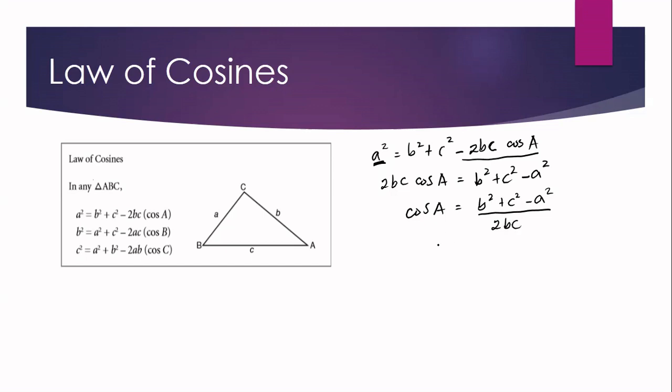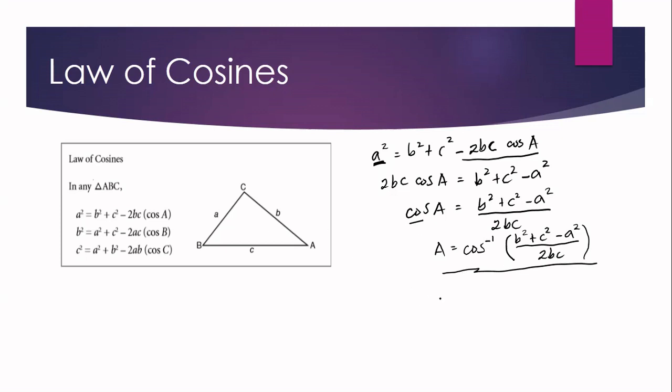And as you all know, since we want angle A, the cosine moves to the other side and becomes cosine inverse. Then it becomes A equals cosine inverse of b squared plus c squared minus a squared all over 2bc. So generally, this is our equation in finding the angle, derived from the law of cosines.